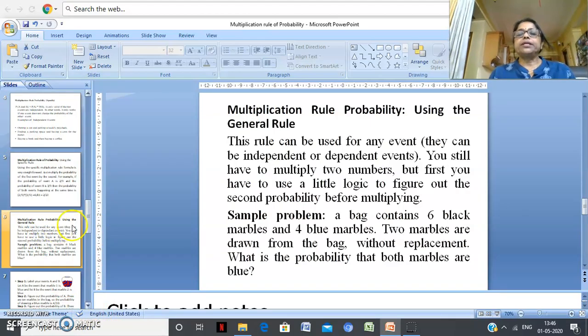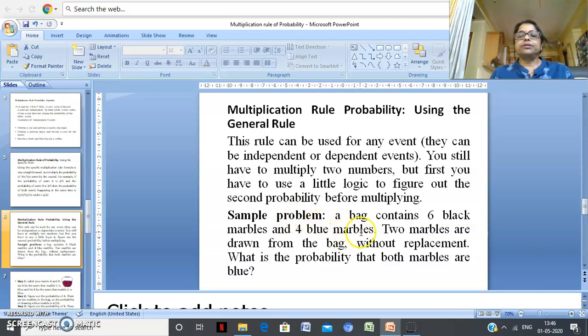Multiplication rule of probability using the general rule. This rule can be used for any event. They can be independent or dependent events. You still have to multiply two numbers, but first you have to use a little logic to figure out the second probability before multiplying. Sample problem.